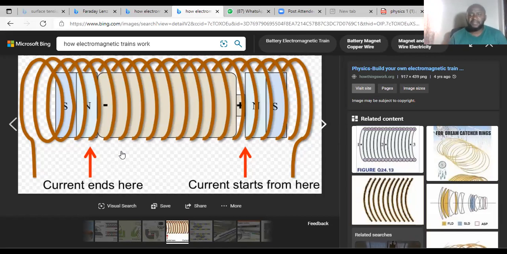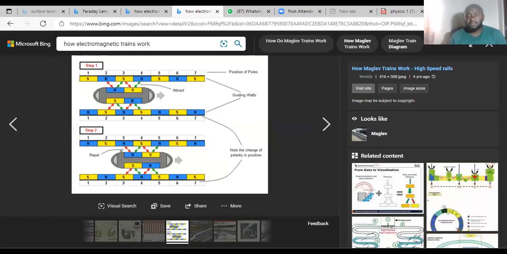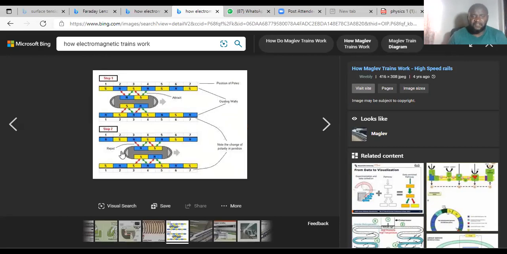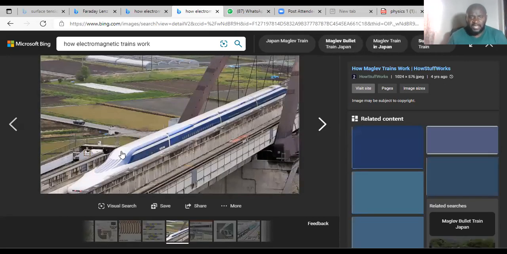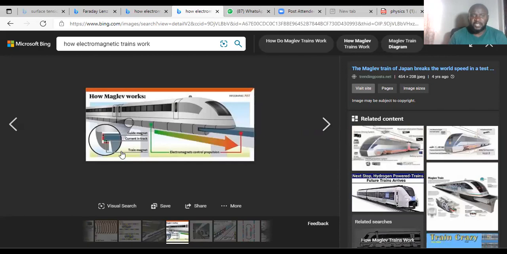Then some of the applications of electromagnets include what we call the maglev trains. People normally call them electric trains. There was an image I had displayed here of a train. There is one which looks like that. This train is actually suspended in air, and the suspension comes as a result of around 4 magnets that are designed on it.